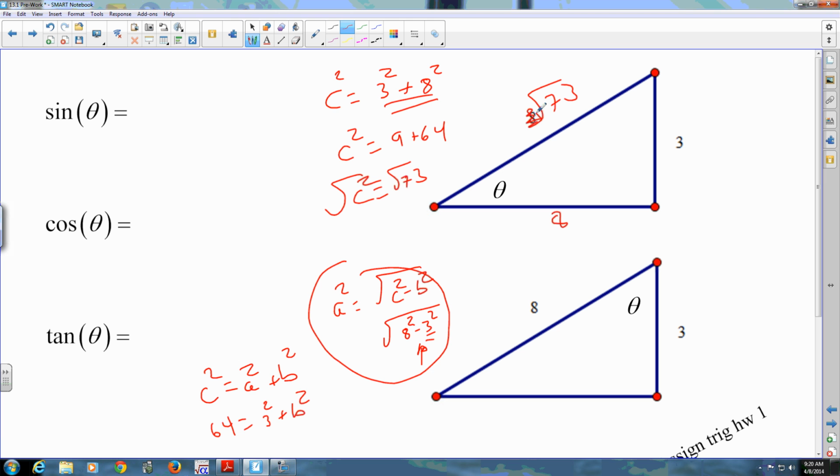So when you want the hypotenuse, you're adding them. When you know the hypotenuse, you're going to end up subtracting these. It's a minus, and then square root. Okay? So that should be all you need to do your homework tonight.